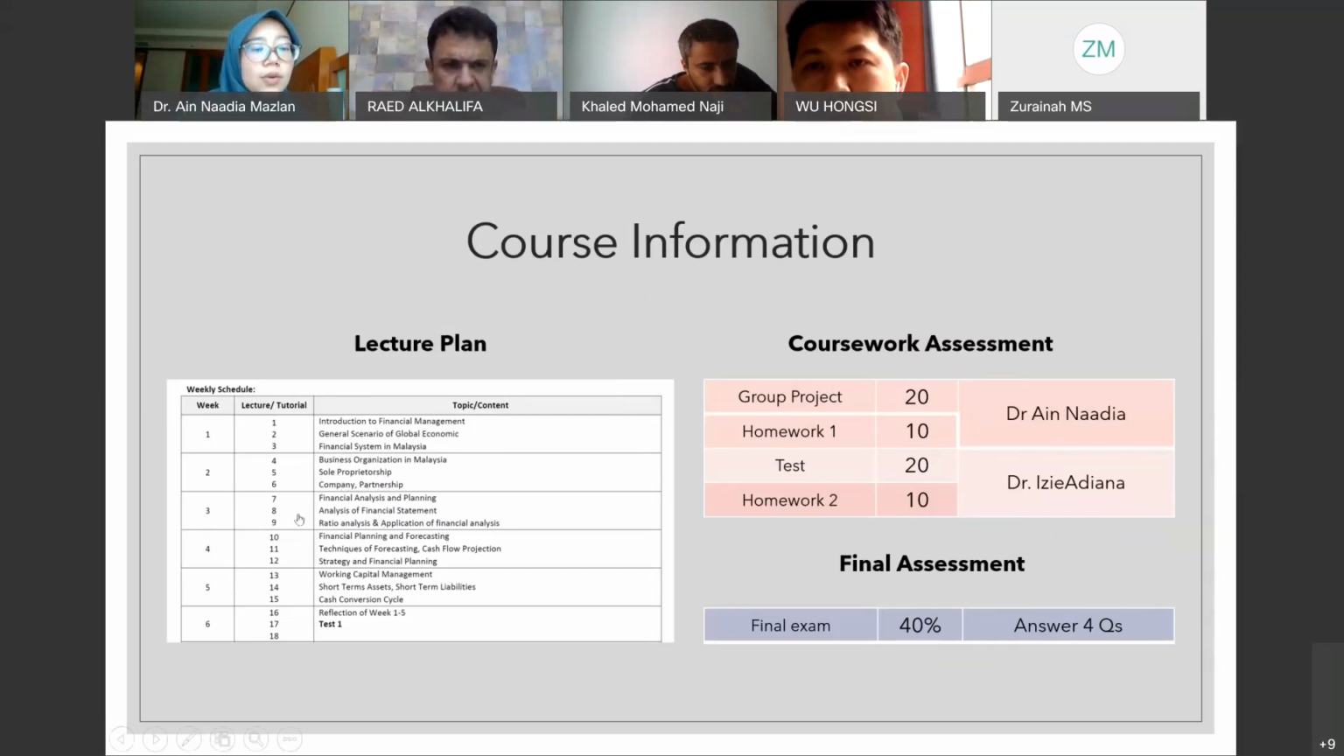And then in the third week, we're going to learn about financial analysis and planning. Then in the fourth week, financial planning and forecasting again, but this one is cash flow projections, working capital management, short-term assets, short-term liabilities, and cash conversion cycles. Then we're going to do not exactly reflections; here, we're going to do presentations for your projects. There will be no test for my part.